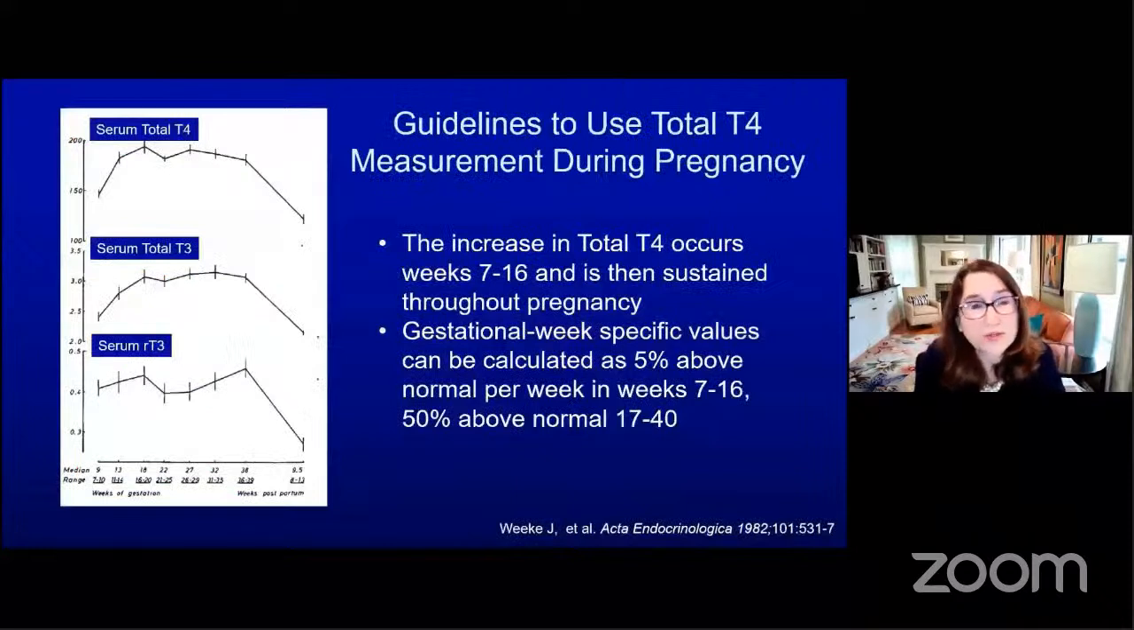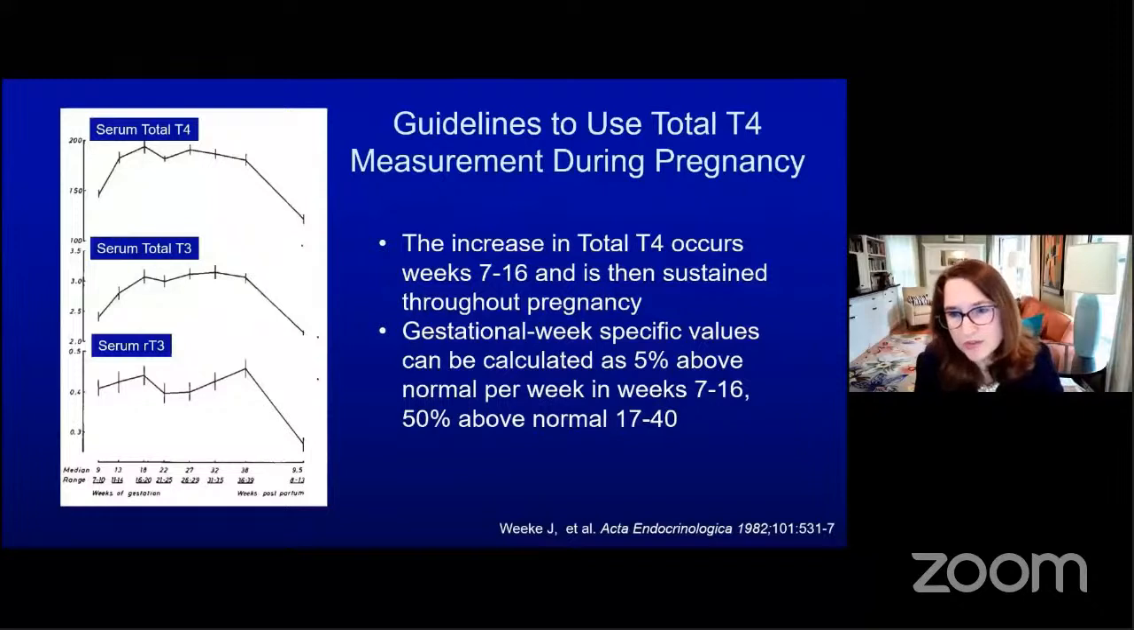Another workaround is to try and use total thyroid hormone as a surrogate for the free thyroid hormone measurements. And we can do that because we know that the changes in TBG in pregnancy are fairly linear and fairly predictable. Thyroxine binding globulin levels start rising about week 7 of gestation. They plateau around week 16.